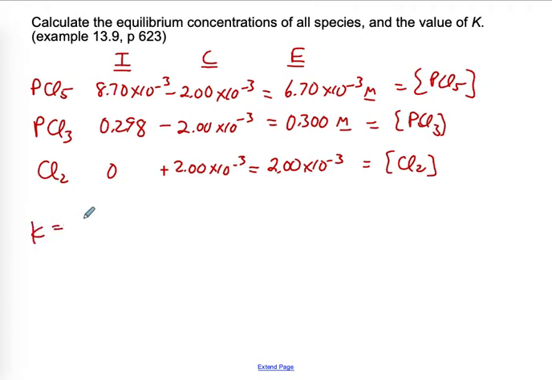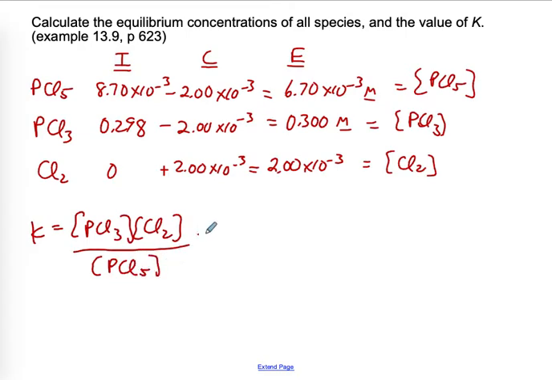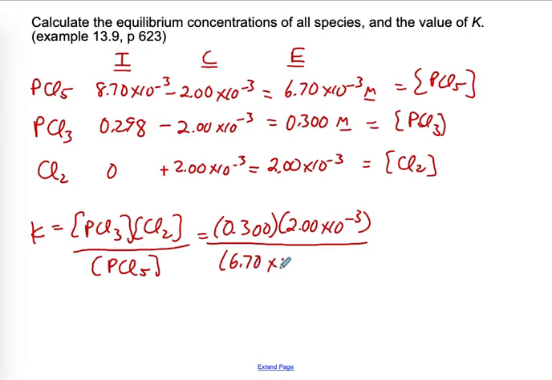K is equal to the concentration of phosphorus trichloride times the concentration of Cl2 divided by the concentration of phosphorus pentachloride, 0.300 times 2.00 times 10 to the negative third, divided by 6.70 times 10 to the negative third, or 0.0896 as our value of K.